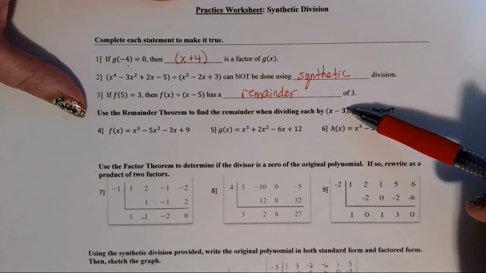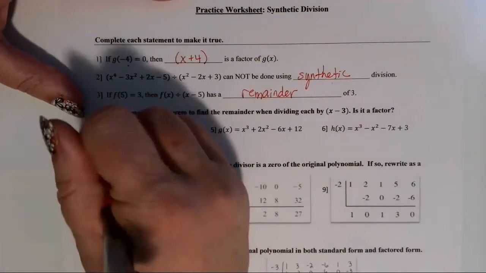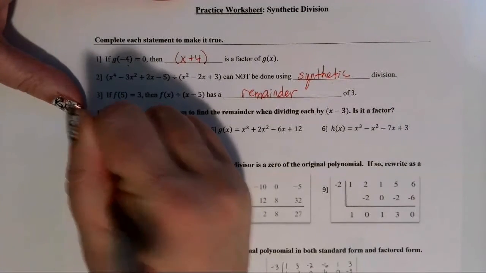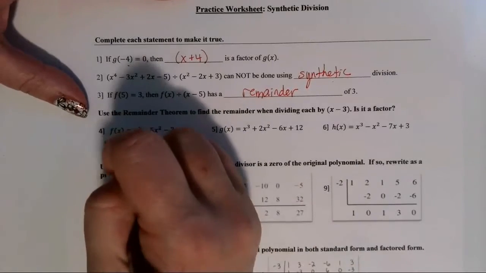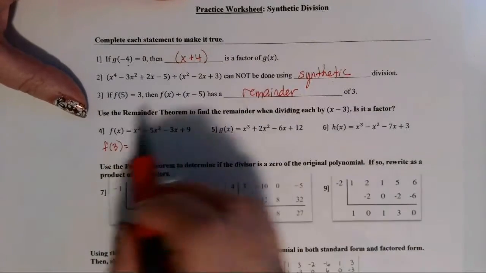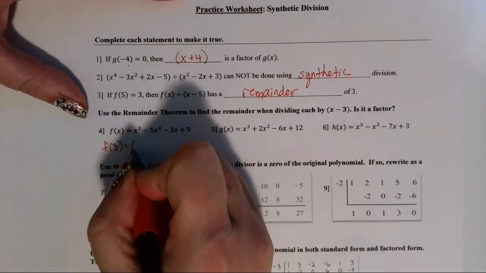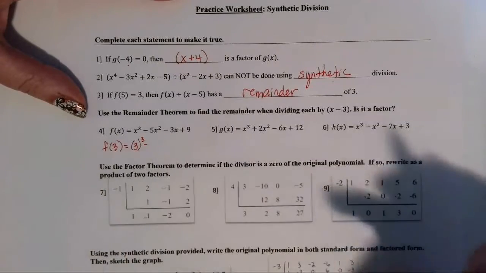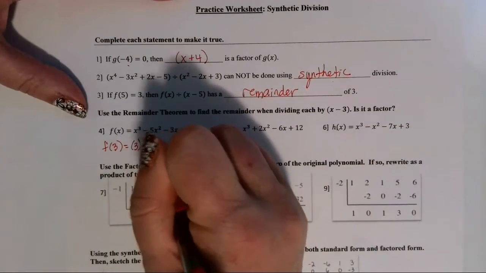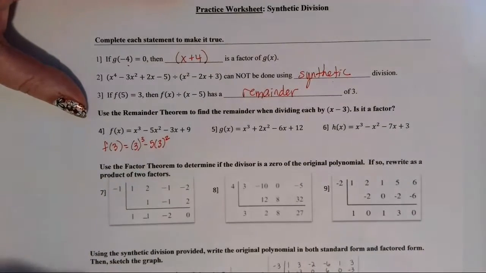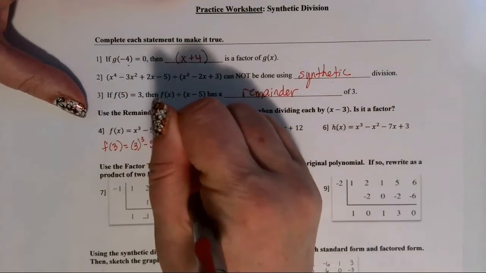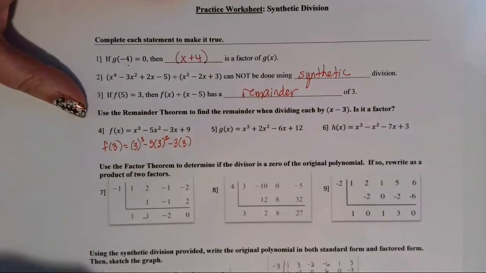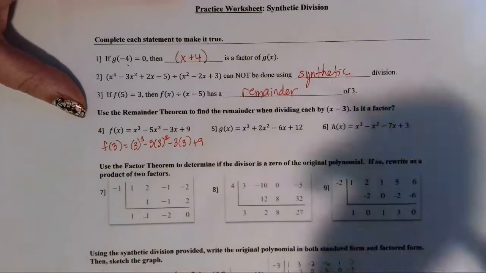So if x minus 3 is the divisor, I would substitute 3 in for x in each of these problems. So instead of x to the 3rd power, I would have 3 to the 3rd power minus 5 times, and then instead of x squared, I substitute the 3 and square it, minus 3 times x, and then instead of x, I put in a 3, and plus 9.